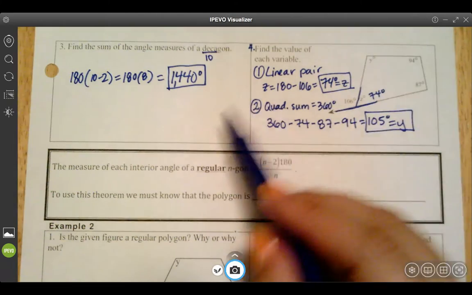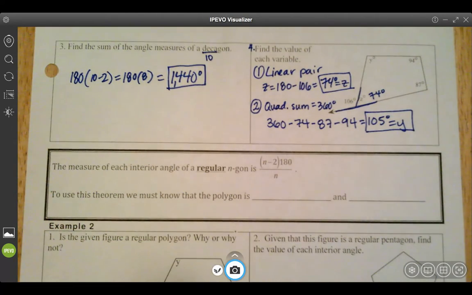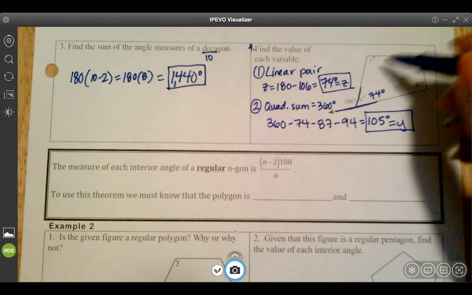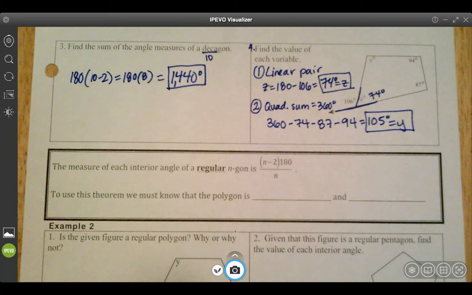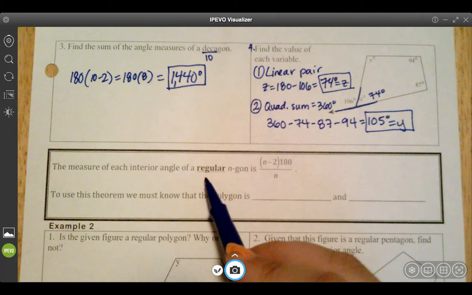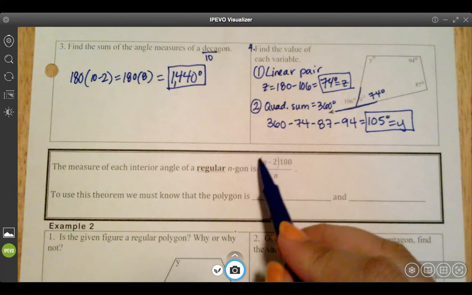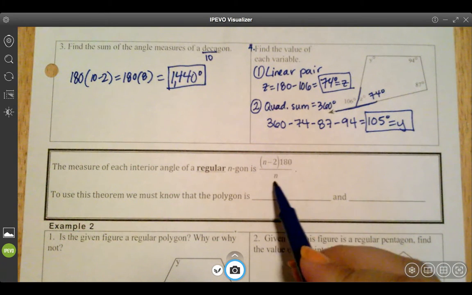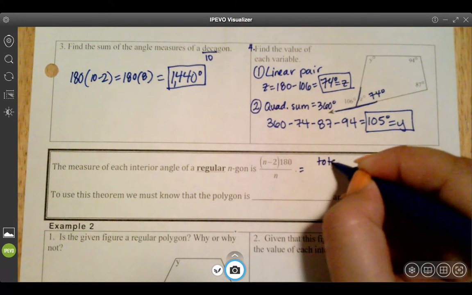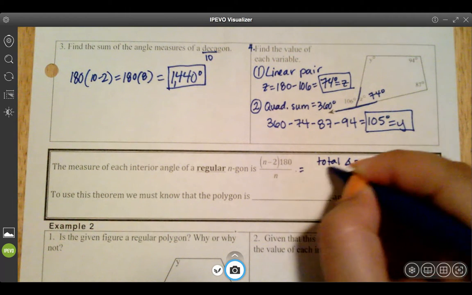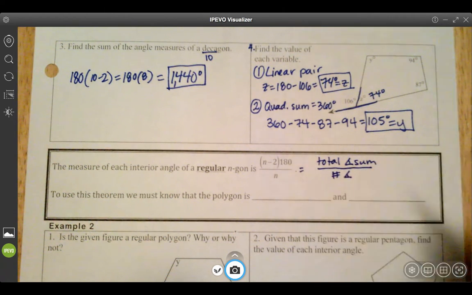Okay, so if we can find any given angle, if we're looking at a regular polygon, remember a regular polygon means all of the sides and all of the angles are the same. They're all congruent. So all of the sides are congruent to each other. All of the angles are congruent to each other, which means if all 4 of these angles were congruent, I could take my angle sum and divide it by 4. And so for any regular n-gon, we can take the total of our angle sum divided by the number of angles. So this is the total angle sum divided by the number of angles.